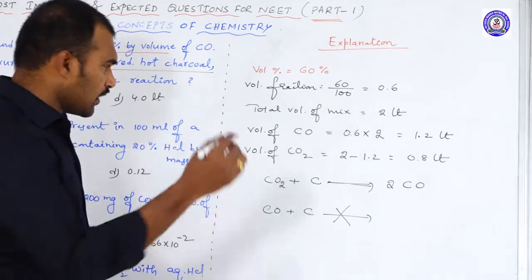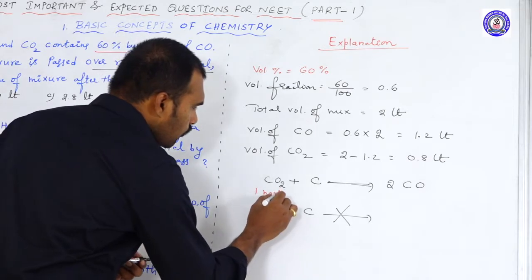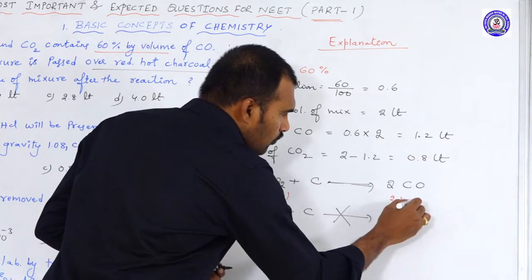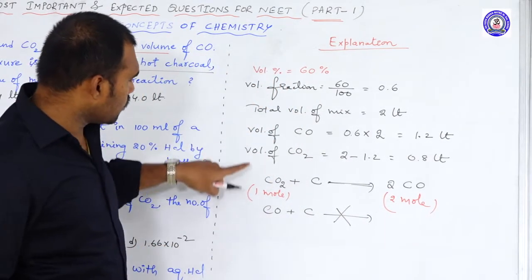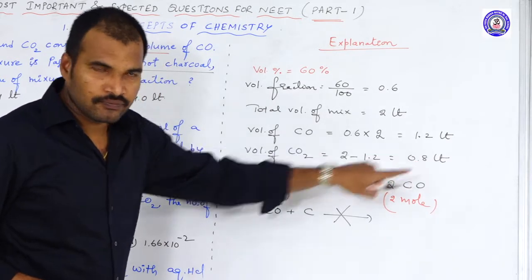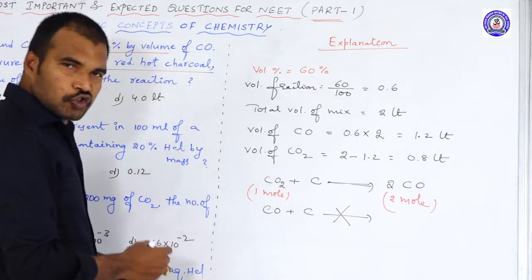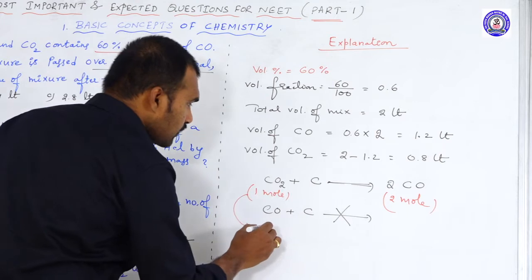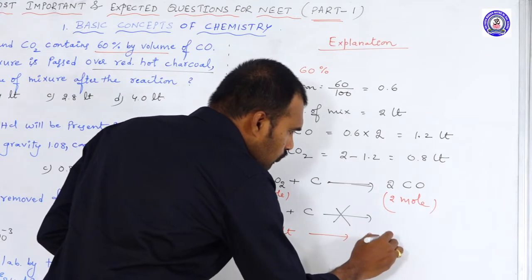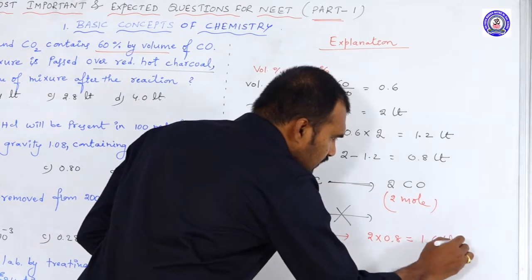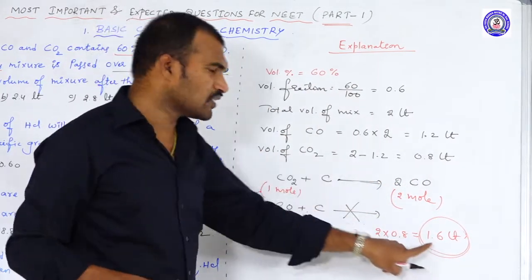And in this stoichiometry, if you see, 1 mole of CO2 is giving how many moles of CO? 2 moles of CO it is giving. So if the volume of CO2 is 0.8, then how much volume of CO gas will be produced? If 1 mole produces 2 moles, then 0.8 liters of CO2 will produce 2 into 0.8, that is equal to 1.6 liters. So the volume of CO produced by the CO2 is 1.6.